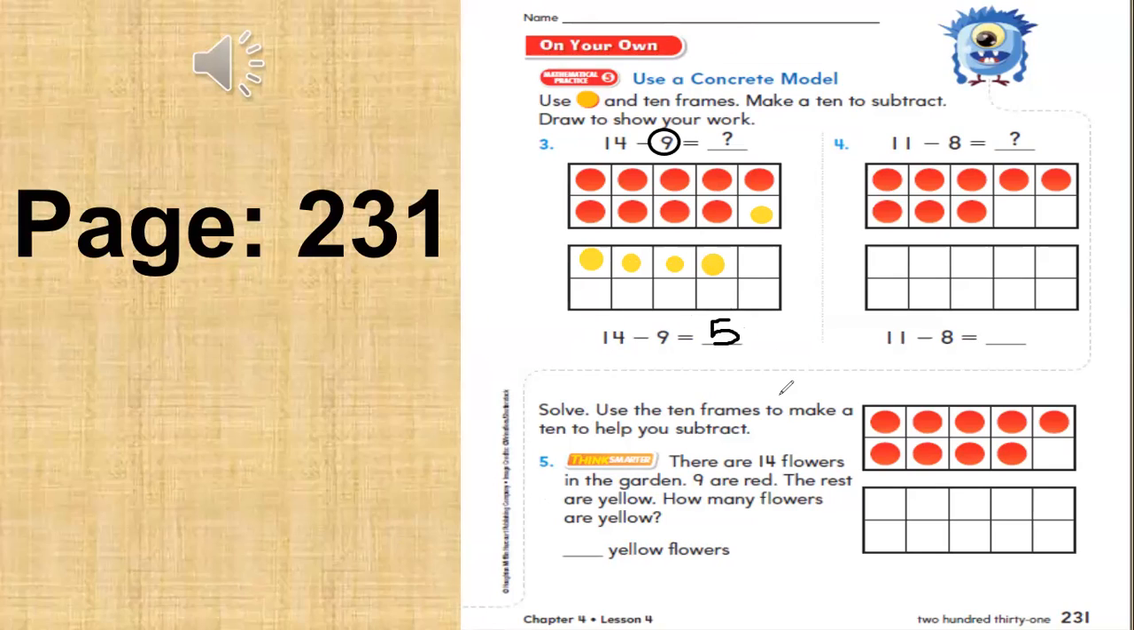Write your answer. 14 minus 9 equal 5. So between 9 and 14, there are 5 numbers. As you can see, 10, 11, 12, 13, 14. So that gives you 14. So how many counters? 1, 2, 3, 4, 5. So we have 5 counters.